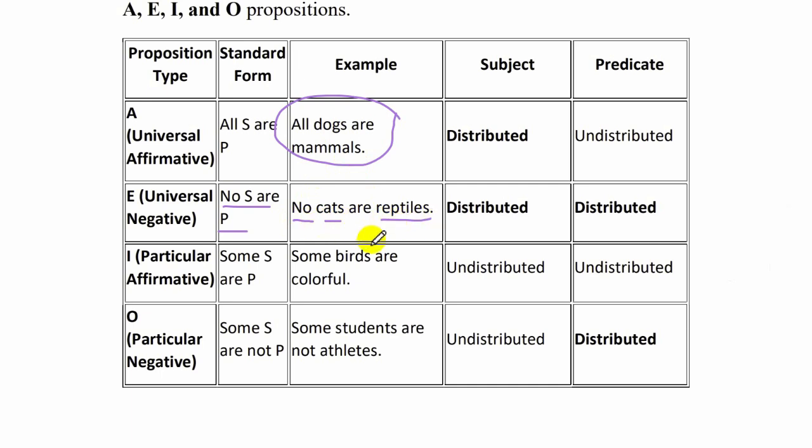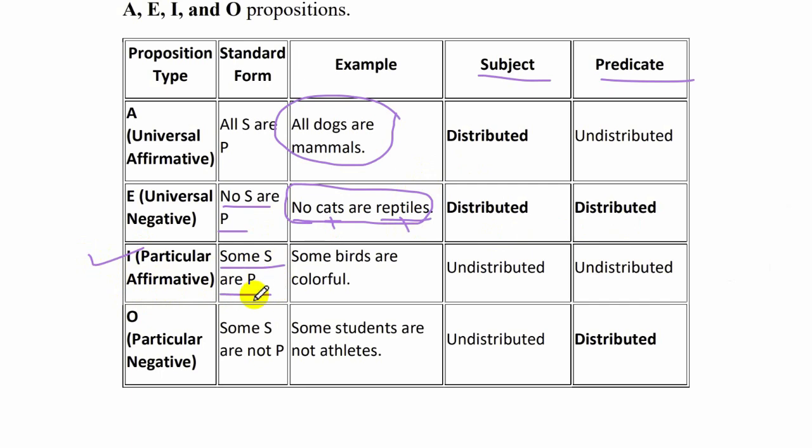So this is like no cats are reptiles, no cats can fly, no cats are lions. Something like this. Standard format, standard example. In this, both subject and predicate are distributed. So if the question paper asks which term is distributed, because these are all terms, we say subject and predicate both are distributed. The terms are basically subject and predicate. So cats and reptiles both are distributed terms.